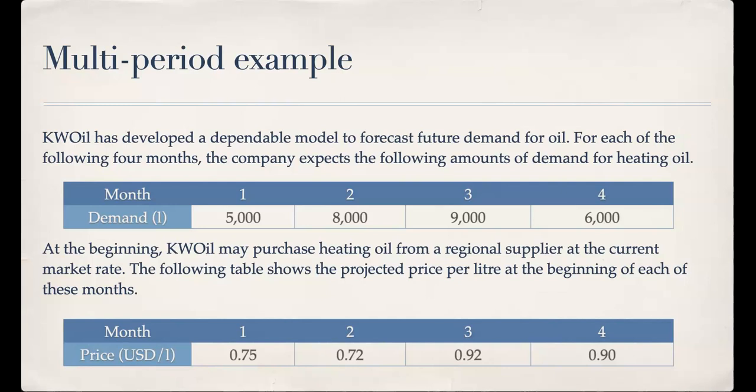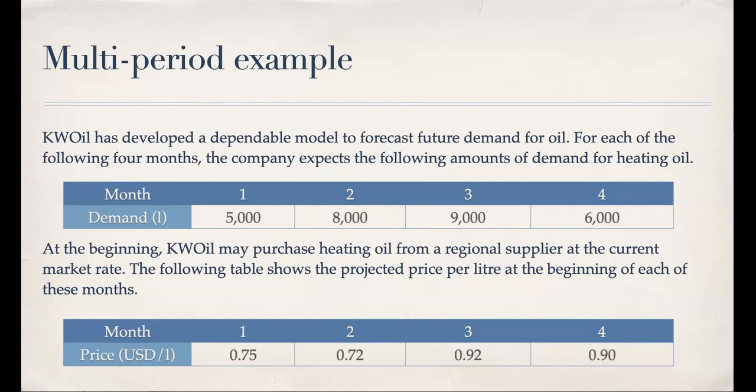Okay, so in this very simple case, KW Oil has developed a dependable model to forecast future demand for oil. Let's say that the company knows the demand of the oil in the future. For each of the following 4 months, the company expects the following amounts of demand for heating oil. This is the first month, second month, third month, and fourth month. This is demand in liter.